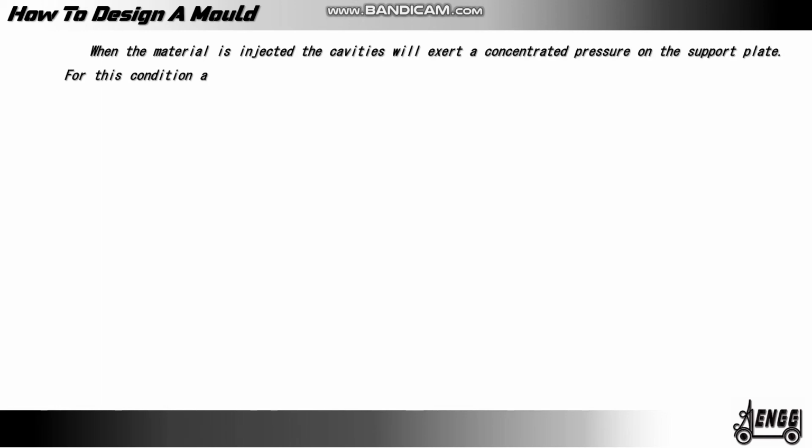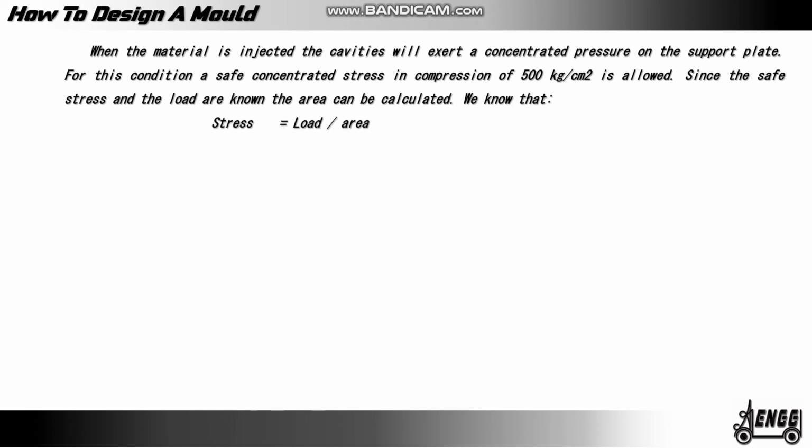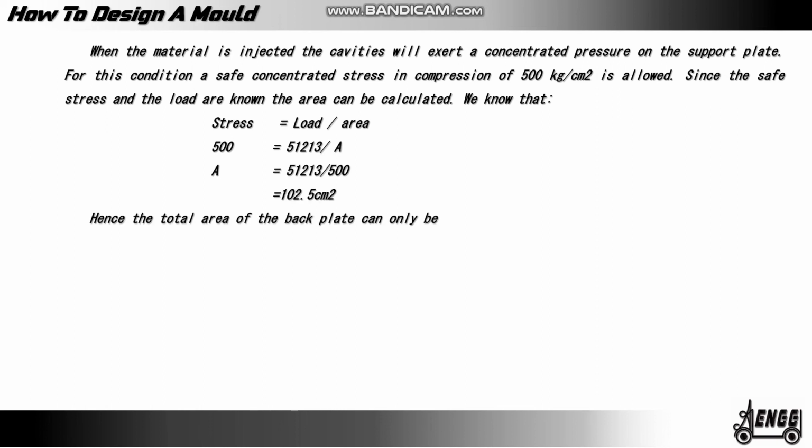When the material is injected, the cavity will exert a concentrated pressure on the support plate. For this condition, a safe concentrated stress in compression of 500 kg per centimeter square is allowed. Since the safe stress and the load are known, the area can be calculated. We know that stress is equal to load by area. 500 equals 51213 divided by A. A is equal to 51213 divided by 500, which is equal to 102.5 centimeter square. Hence, the total area of the back plate can only be 102.5 centimeter square.